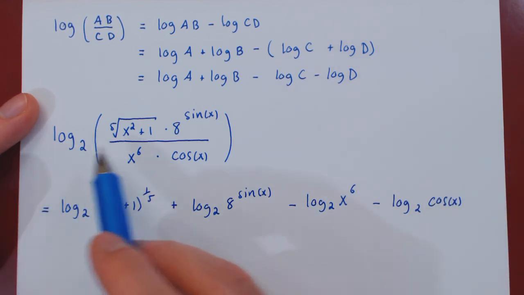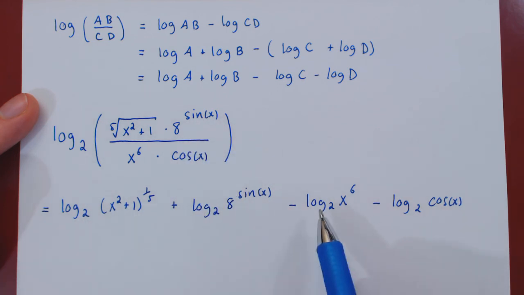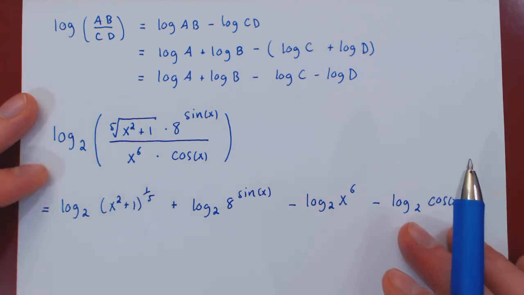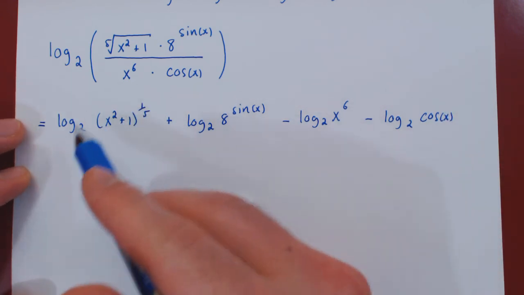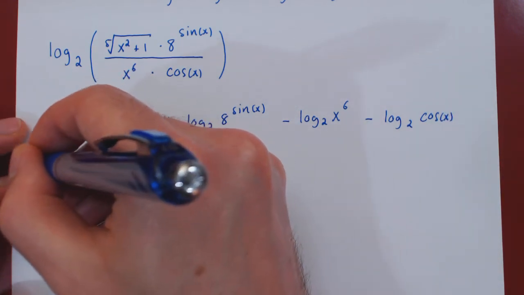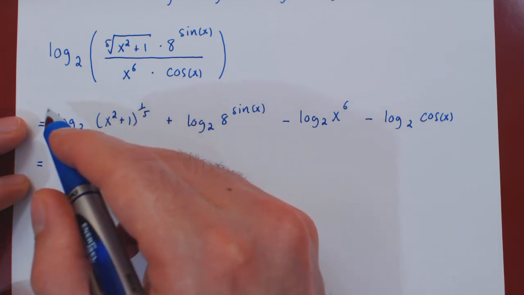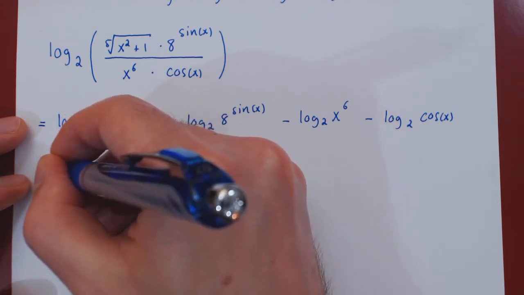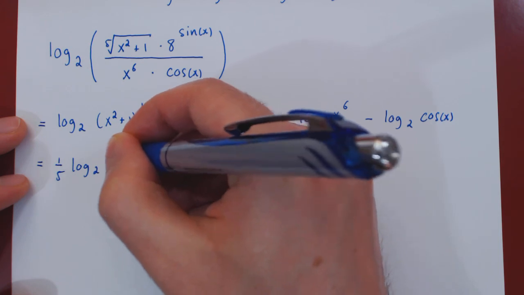So we've broken down the log of this massive expression into 4 much simpler logarithms. Now we can simplify a little further using other properties of logarithms. Now this one is very simple. We have the log of an exponent. We know we can take the exponent out as a constant multiple of the log, so this would be 1 over 5, times the log base 2 of x squared plus 1.